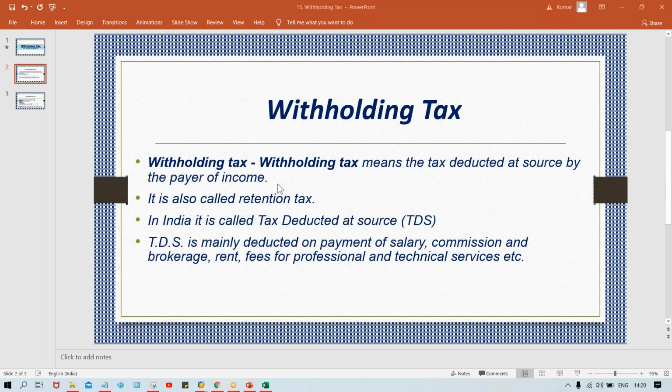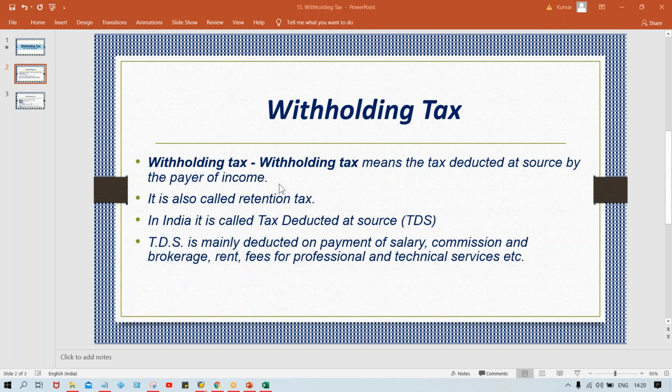So whenever they are going to make the payment of your salary, what is happening? A certain portion of the salary is going to be retained by the organization in the form of tax. So that is called withholding tax. It is also called retention tax. It is also called TDS. In India, it is called TDS. In other countries also it might be called TDS and all, I don't know. But these all are the names of withholding tax itself. Whether you say withholding tax, TDS, or retention tax, these all are the same thing.